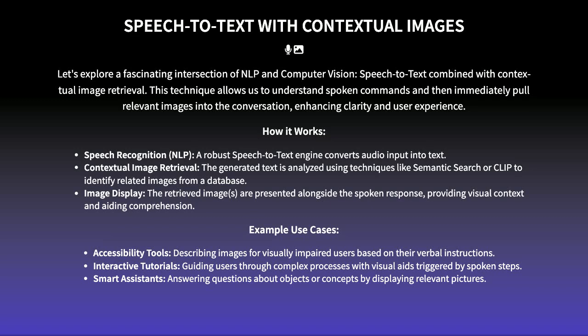Okay, so let's talk about speech to text combined with images. It's a really cool way to make AI even more helpful and intuitive. Basically, you give the system a command using your voice, and it converts that into text. But here's where it gets interesting. That text is then used to find related pictures from a database. Think of it like asking, "Show me a picture of a red apple," and instantly getting an image displayed alongside your answer. This is useful for all sorts of things, like helping people who are blind understand what's around them, or even making interactive tutorials easier to follow.